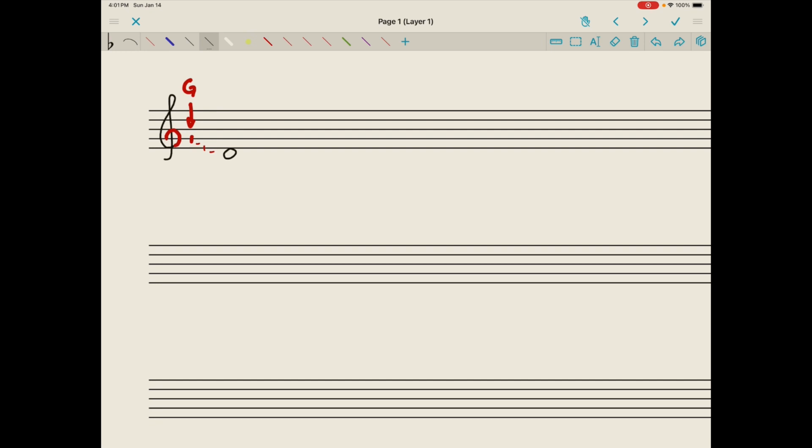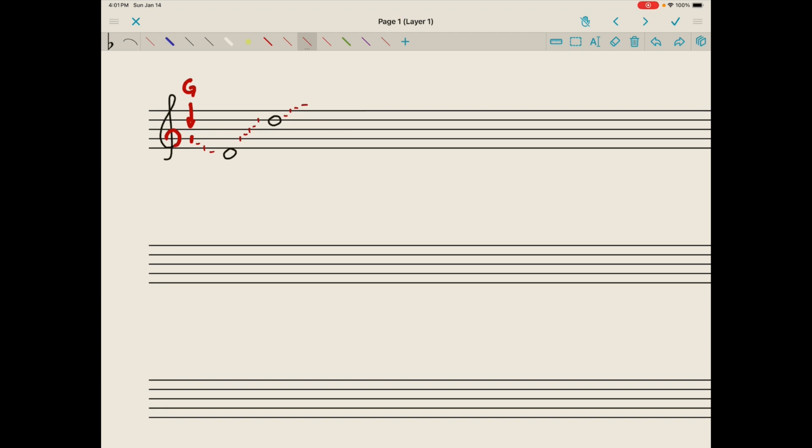There's my D. And now I'm going to climb up from that G. A, B, C, D. So my D is right here. This would be one octave higher than the D I just drew. And then I'm going to climb again. E, F, G. This is just above the staff.